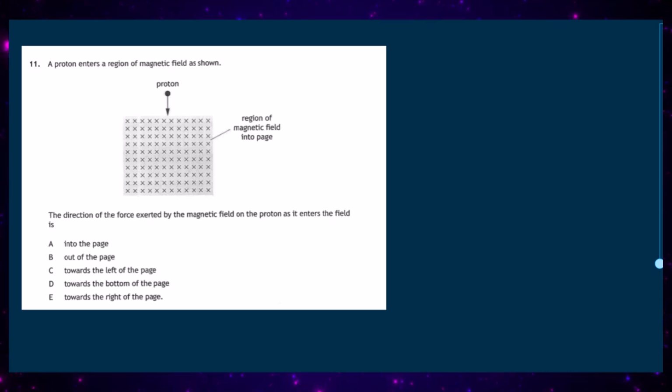We use the left hand. We're positive he's left the building. You can check that out on the notes. So the proton, we use our left hand for the positive charge.